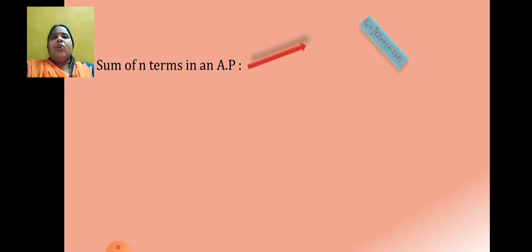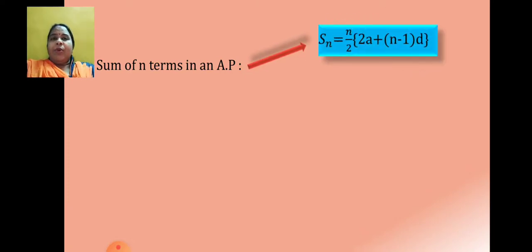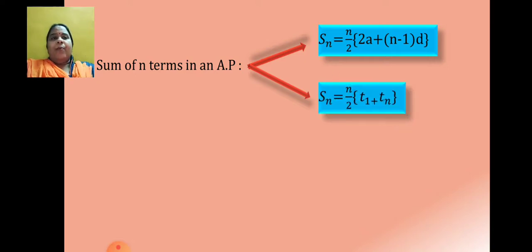Then what we have learned is sum of n terms. Correct? For that we have learned 2 formulas. The first one was Sn is equal to n upon 2 into (2a plus n minus 1 into d). Correct? And the second formula was Sn is equal to n upon 2 into (t1 plus tn). Correct? What was this t1 plus tn? The first term and the last term.